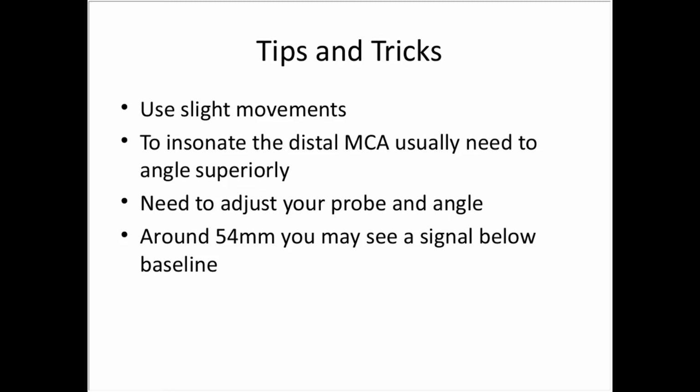At around 54 millimeters, sometimes you see a signal below baseline while you're insonating your MCA. This can be the anterior temporal branch, which is a little large in some patients, but it's usually not traceable.